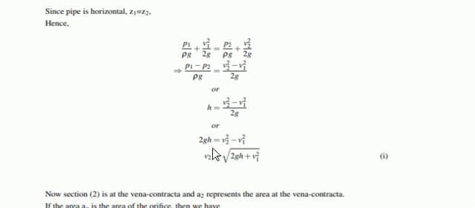V2 is equal to root of... we just need this term. V2 is equal to what? If we take this side, then it becomes 2gh plus V1 square. This is equation number 1. Okay, so we get this V2.